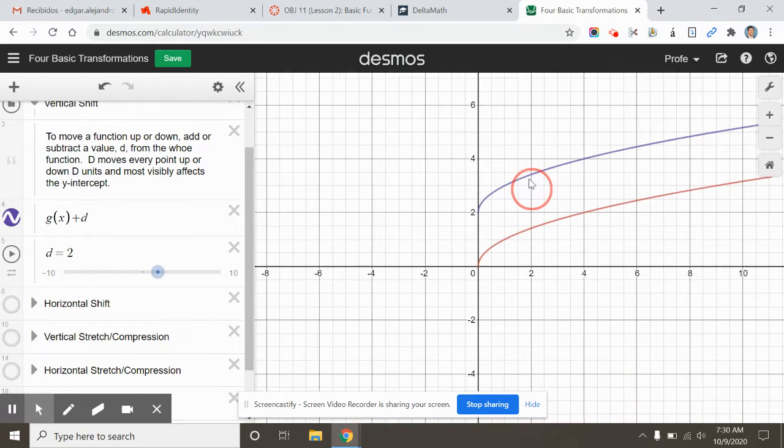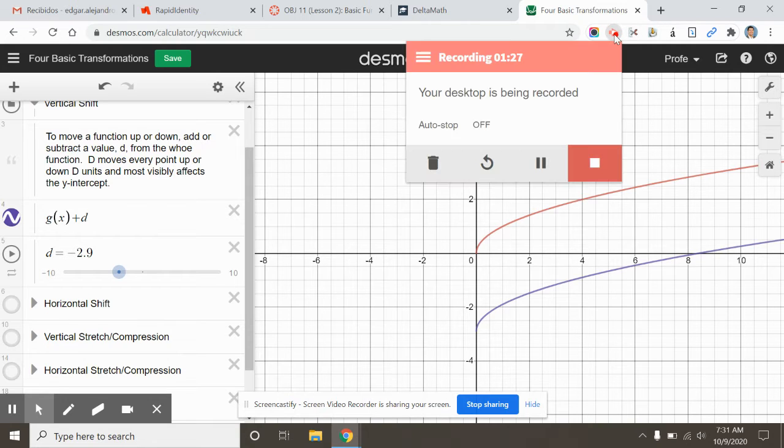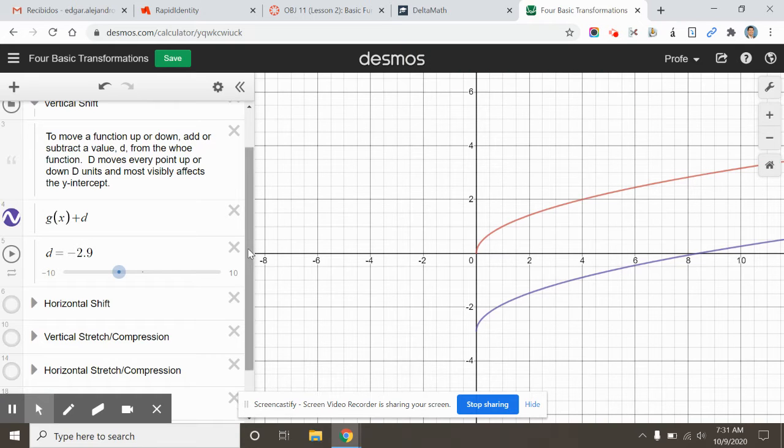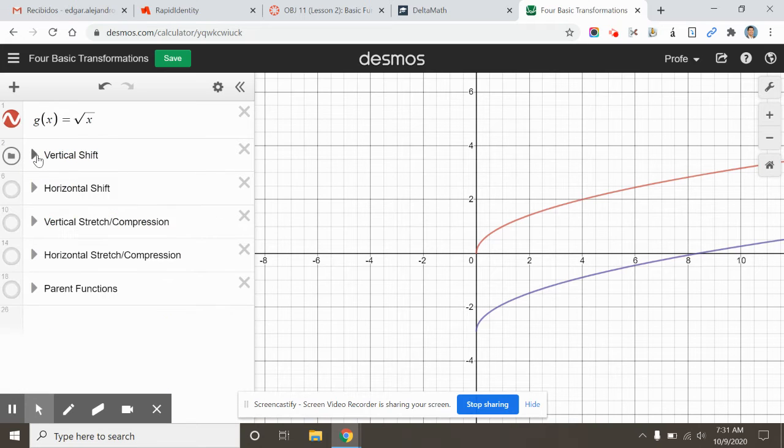If I were to subtract 3, you see that the function has shifted down 3 units. So to move a function up or down, all you need to do is add or subtract to the entire function. For example, this function would say square root of x minus 2.9. Okay, very good. And that's a vertical shift.